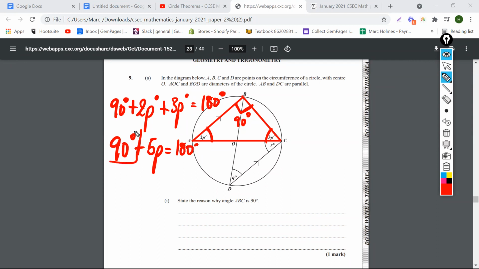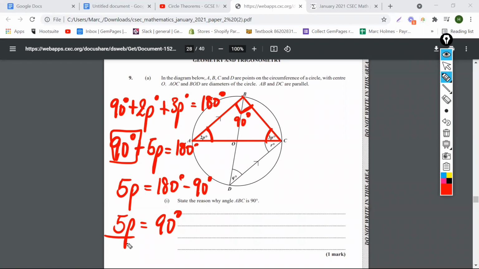So I'm going to carry the 90 degrees over to the right side. I'm going to get 5p is equal to 180 degrees minus 90, and 5p would be equal to 90 degrees. Cool. So if I divide both sides by 5, guys, I would find my p, and p would be equal to 18 degrees. Cool. Make sense, guys? I think that makes a lot of sense.